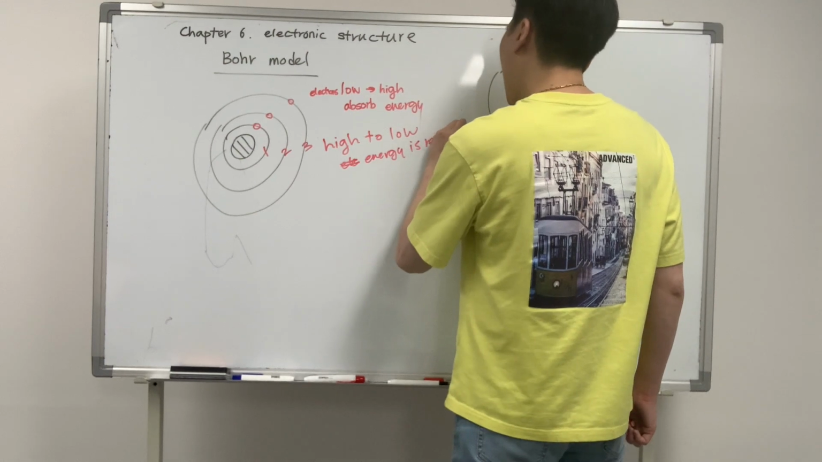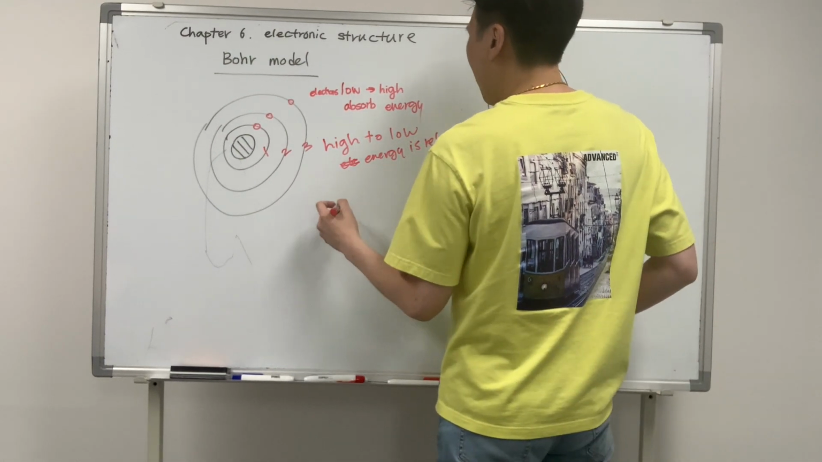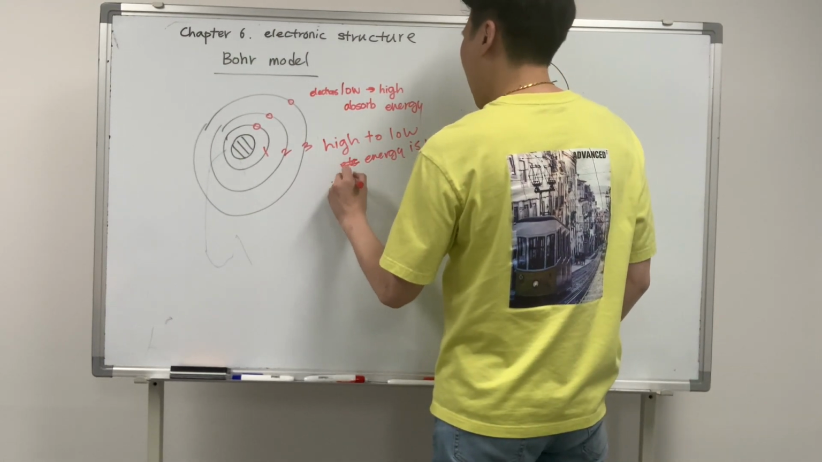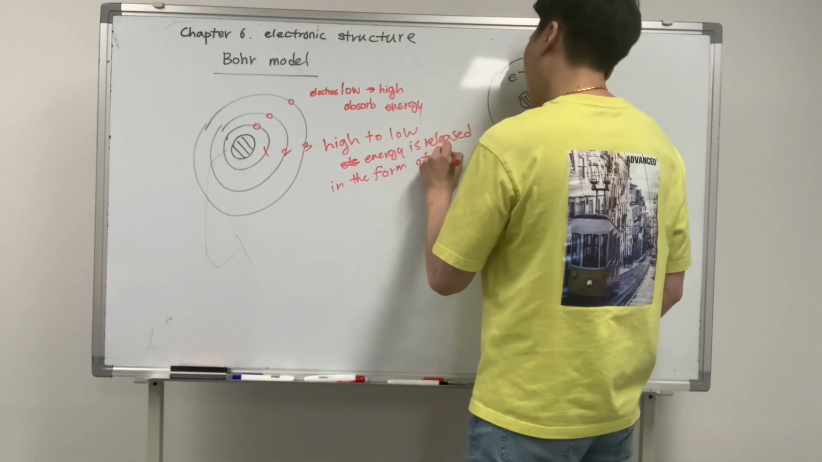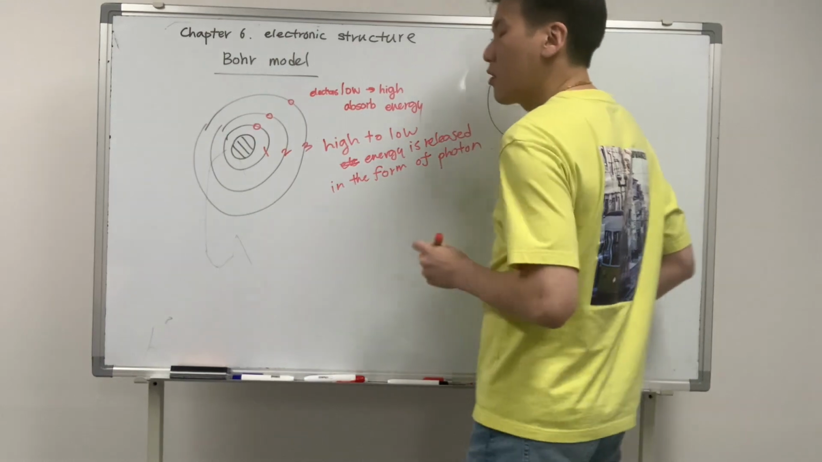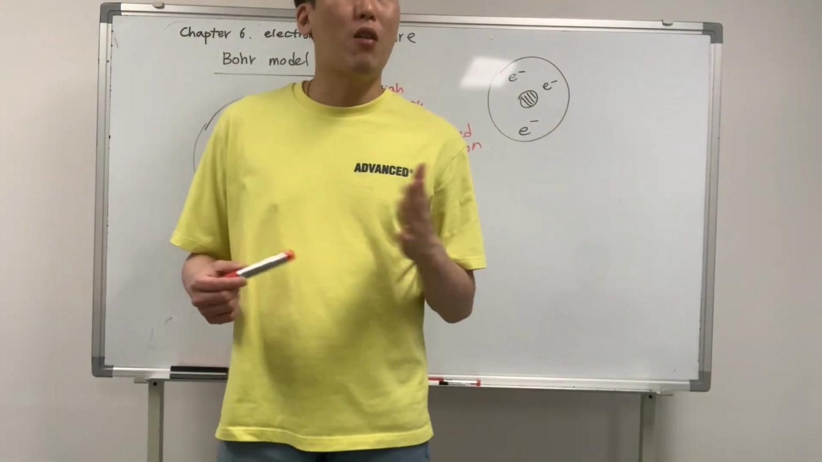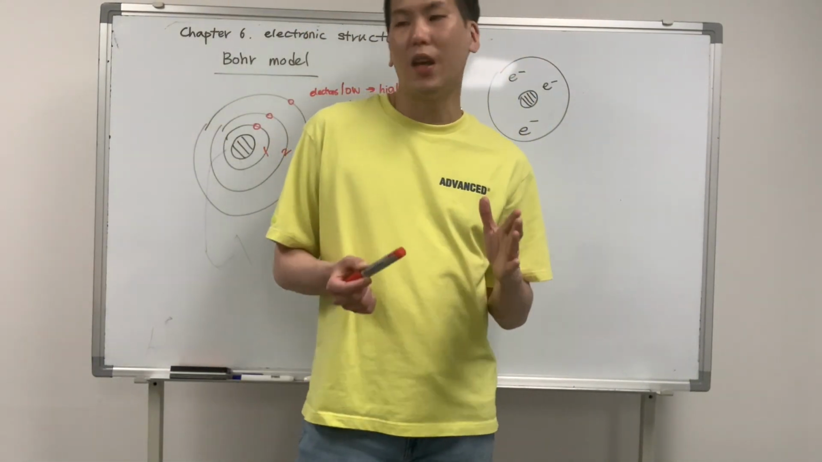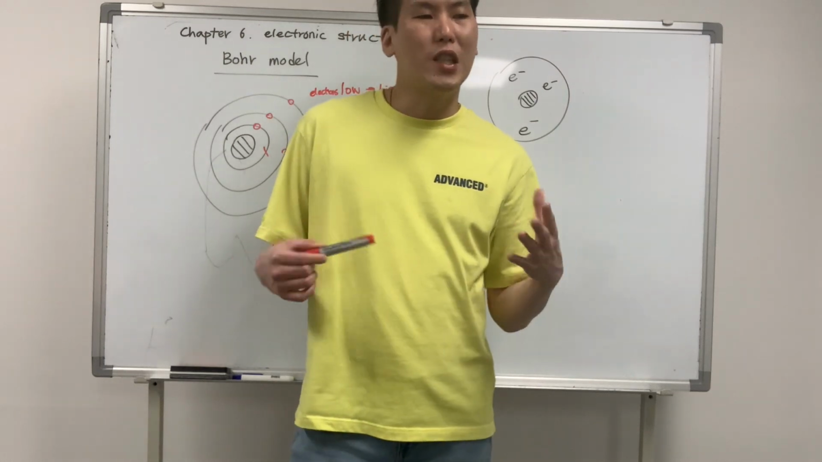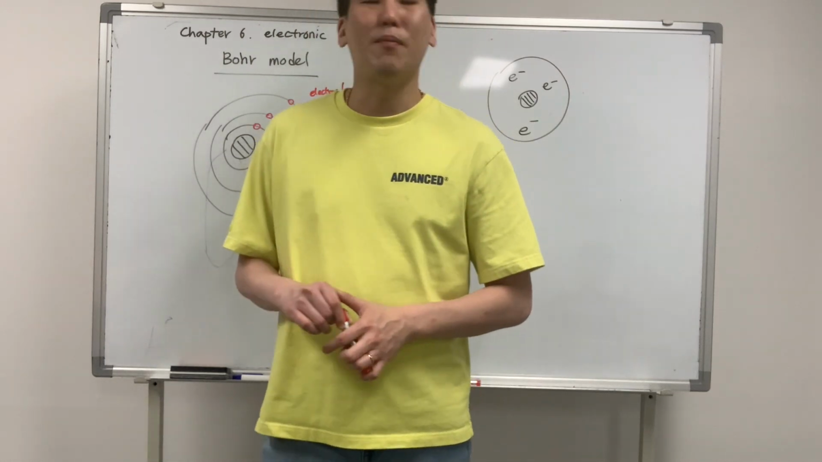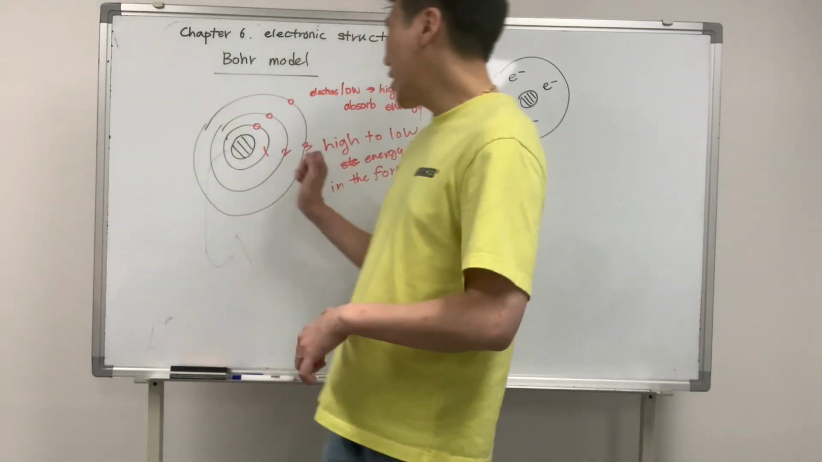People often say it is released in the form of a photon. Well, don't pay too much attention to the word photon. It's a particle that has energy. It is not a neutron, it is not a proton, it's a form of energy. Just keep that in mind. And when this happens, there's something interesting.